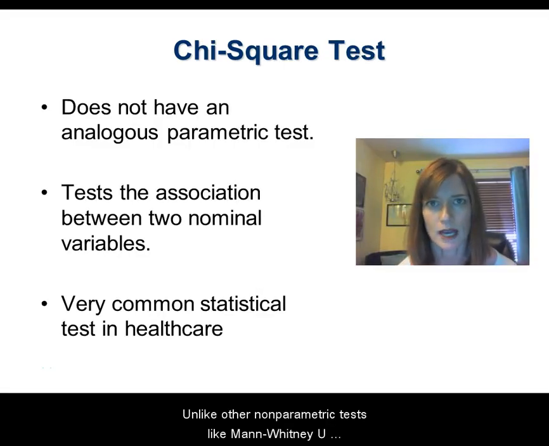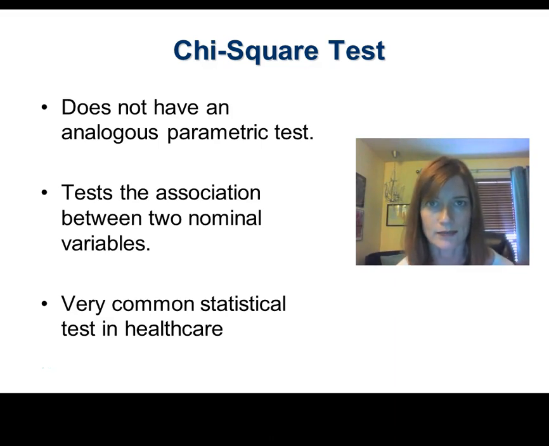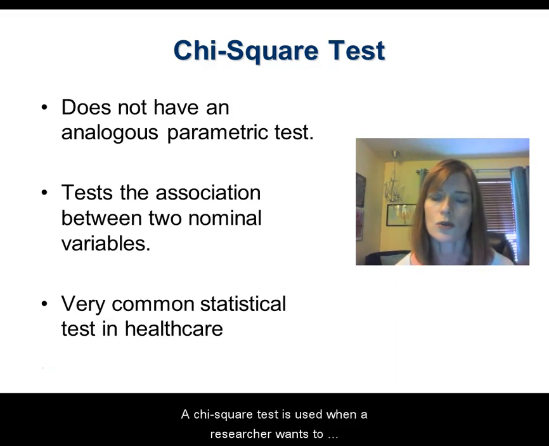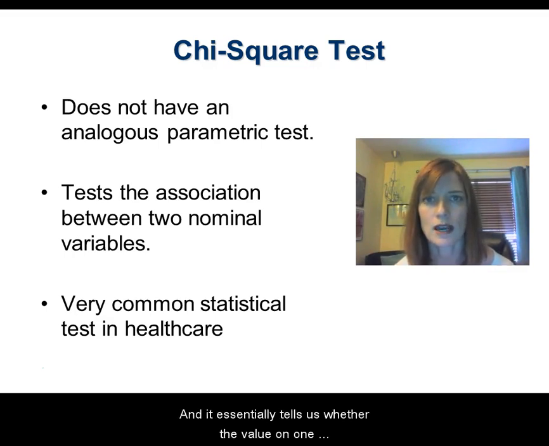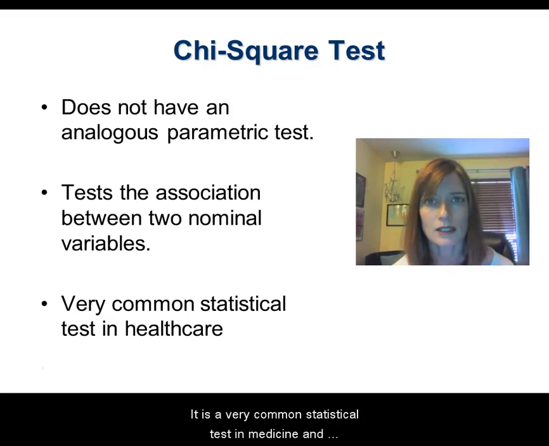Unlike other non-parametric tests like Mann-Whitney U-test or Kruskal-Wallis, the chi-square test does not have an analogous parametric test. A chi-square test is used when a researcher wants to test the association between two nominal variables, and it essentially tells us whether the value on one variable is contingent on the value of the other variable. It's a very common statistical test in medicine and healthcare, so it's important to understand how the chi-square test works and how to interpret the results.